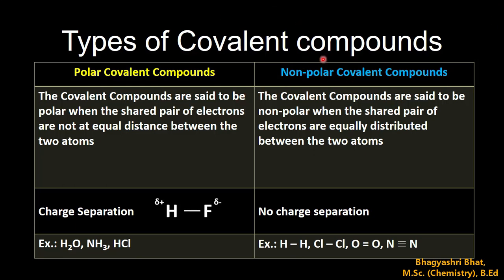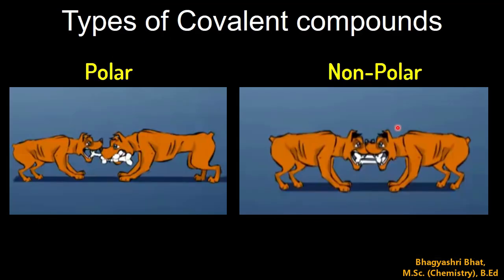Then we will move on to the next type, that is non-polar covalent compounds. Here, what happens if 2 dogs are fighting? They have 1 bone each. When they have equal strength, when both the dogs are strong, nobody lets the other one pull the bones towards itself.